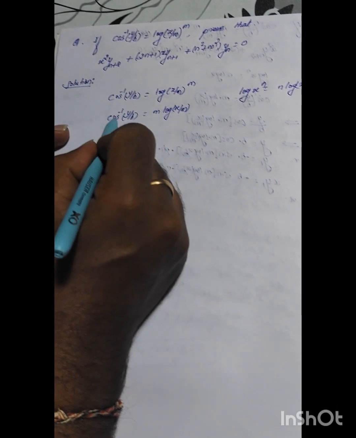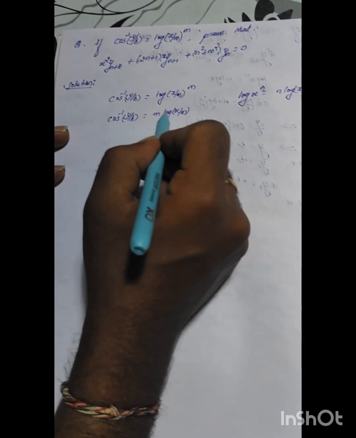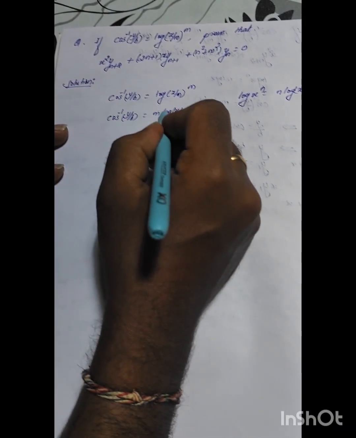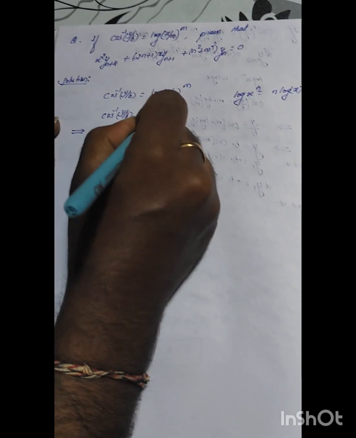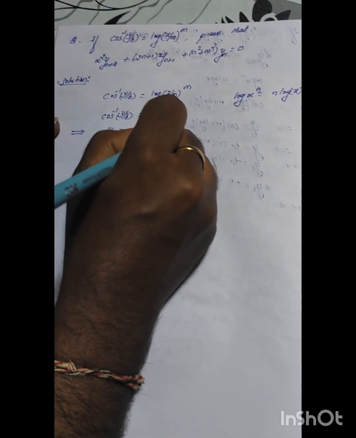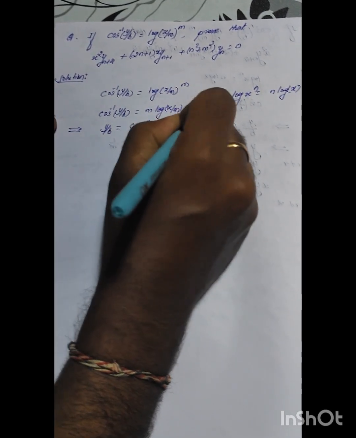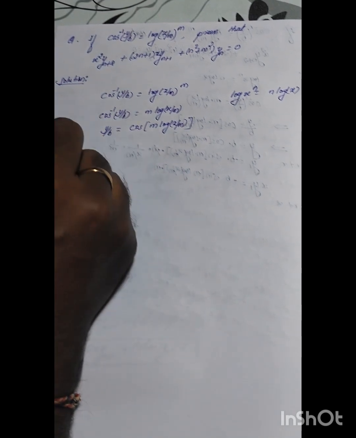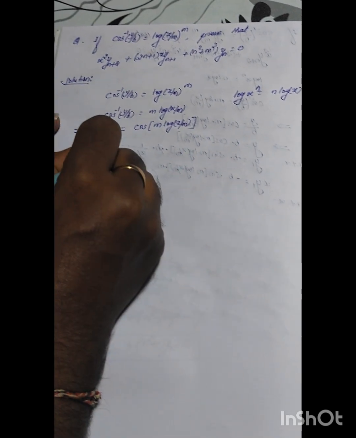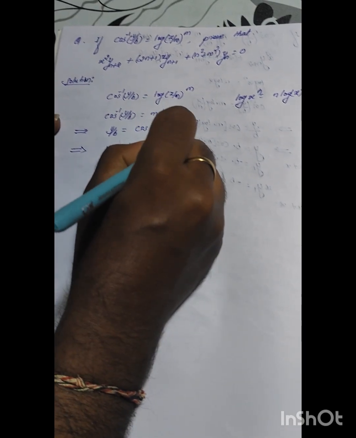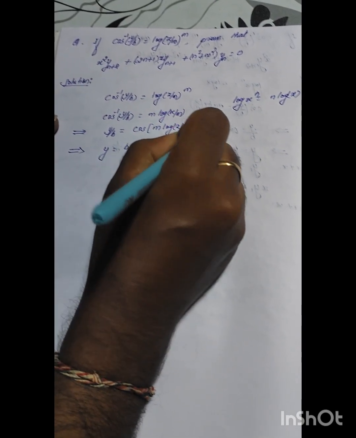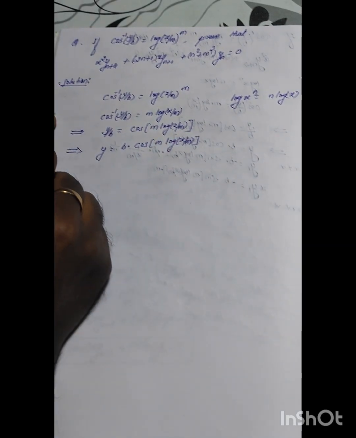Now, this cos inverse is there, cos inverse of y by b is equal to this one, so the cos of this will become y by b. So this implies y by b will be equal to cos of m log x over m, right? So now we can get an equation in y, so y will be equal to b into cos of m log x over m.